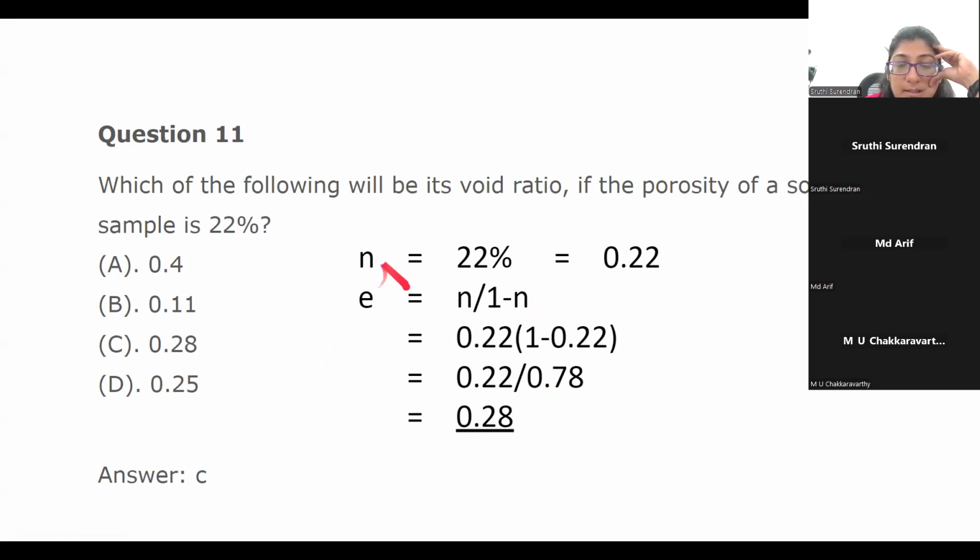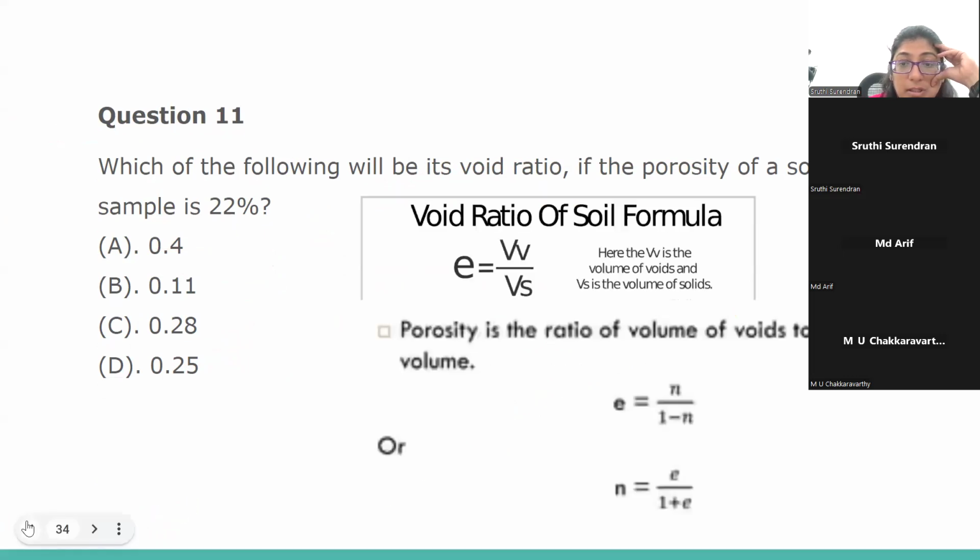Many questions of this format can come where void ratio will be given and you will have to find the porosity, or porosity is given and you find the void ratio. This relation is very important. It's important that you know this relation: e is equal to n by 1 minus n, and n is equal to e by 1 plus e. Also have a clear idea about what e is equal to, volume of voids by volume of the solid particles. Porosity is volume of voids to volume of the entire soil.